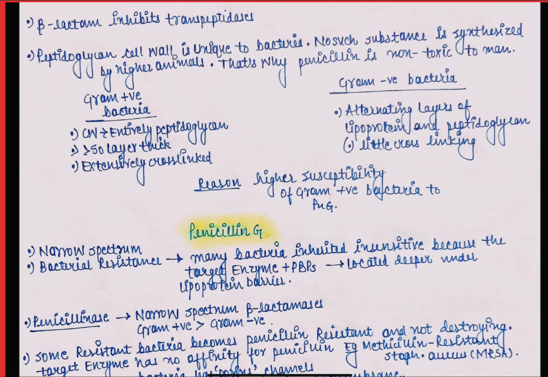In gram-positive bacteria, the cell wall is almost entirely made up of peptidoglycan, and it is more than 50 layers thick, and it is extensively cross-linked. While in gram-negative bacteria, there are alternating layers of lipoprotein and peptidoglycan, and they have fewer layers, each layer like 1 to 2 molecules thick with little cross-linking. This may be the reason for the higher susceptibility of gram-positive bacteria to penicillin G.